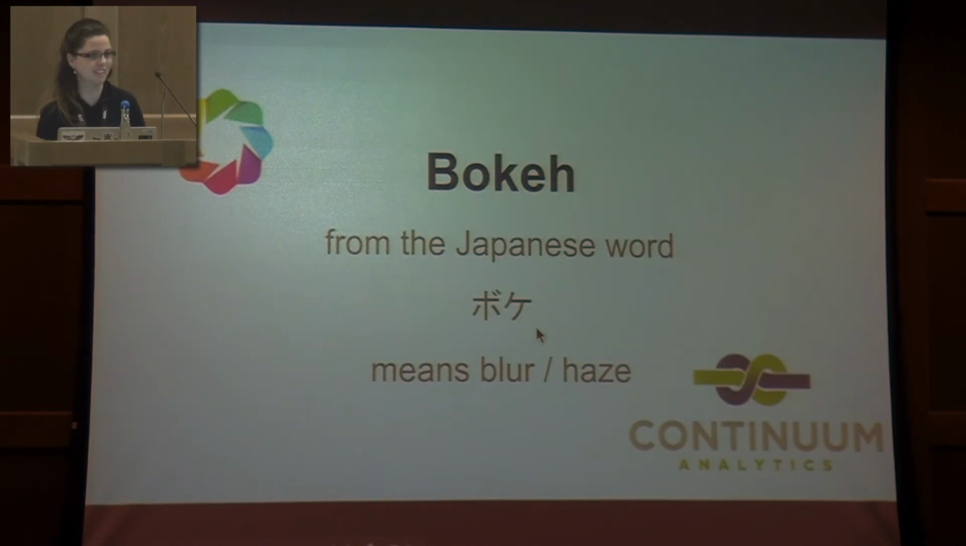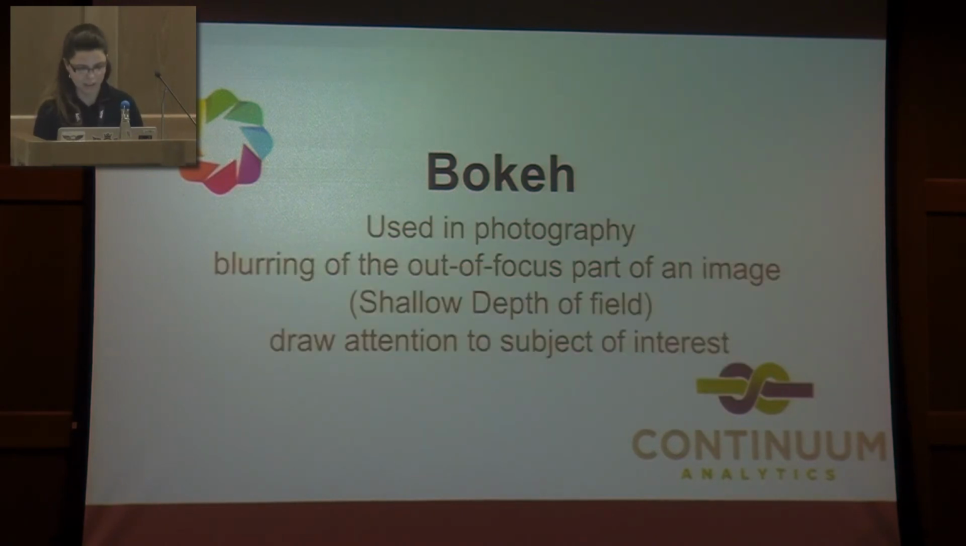I don't know, is there anybody that speaks Japanese? No? So you have to trust me. In Japanese it means blur or haze, and the word came into the English language from photography. In fact, it's used nowadays in photography, and it's a technique also called shallow depth of field. The idea is to blur the background of an image, to draw attention to the main subject.